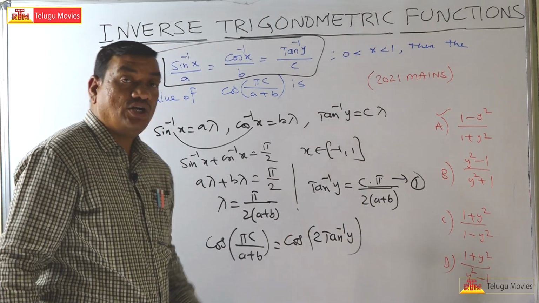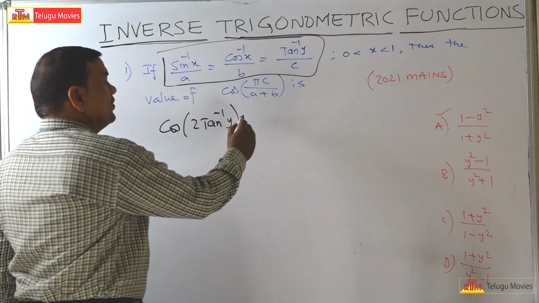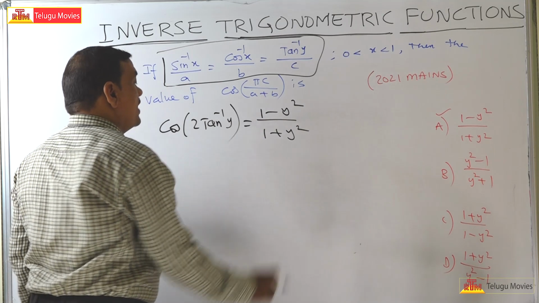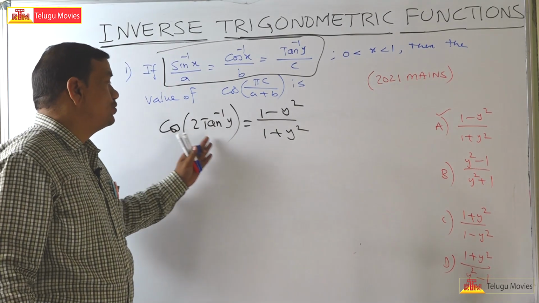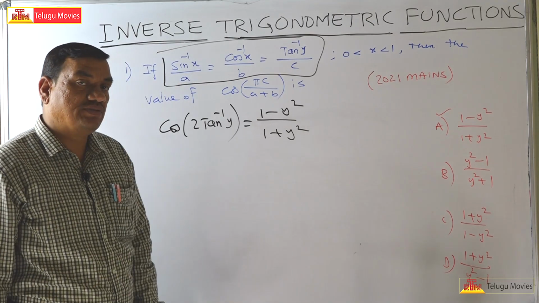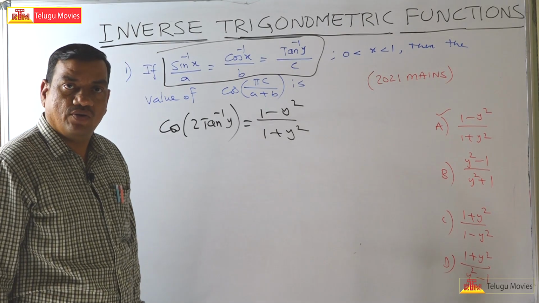Okay. So, let us continue the solution. You can write directly the answer. If you have the grip over the formulas, you can write down directly. Cos 2 tan inverse of y is equal to 1 minus y square by 1 plus y square. Immediately you can write down. The list of formulas we have given. Okay, now, right.